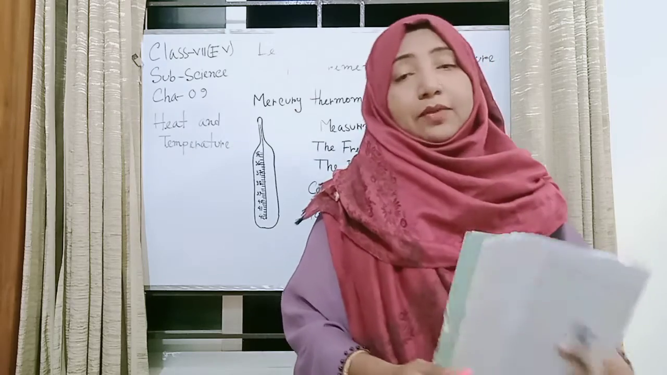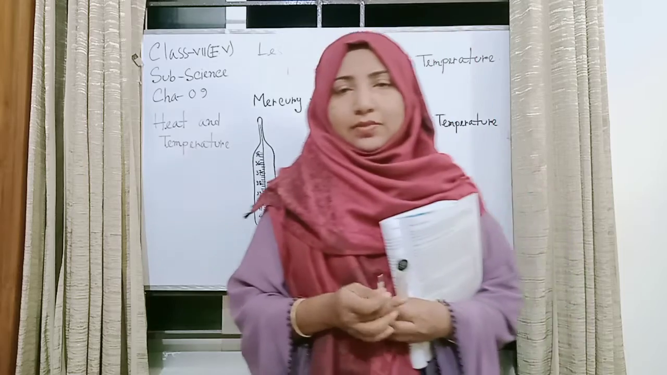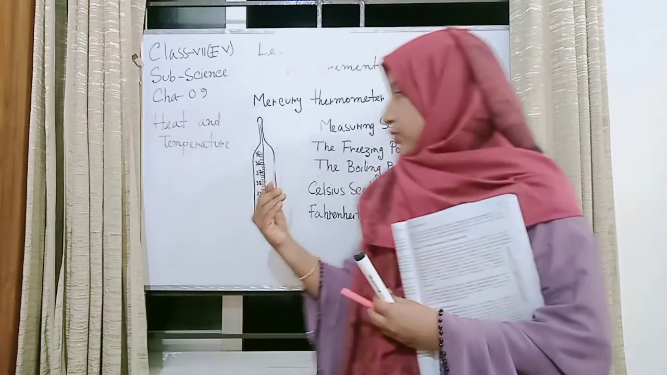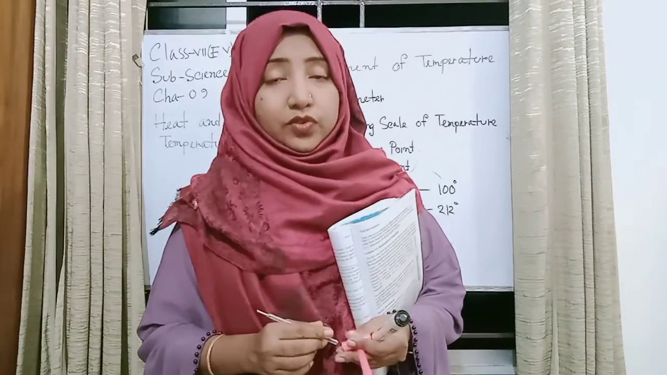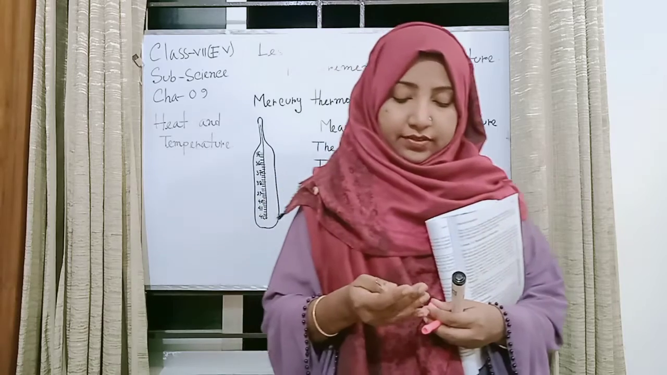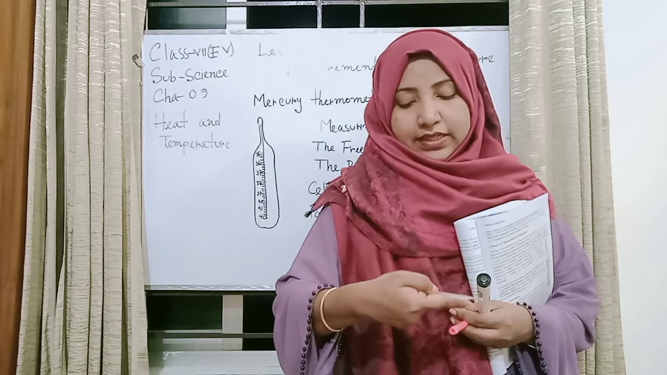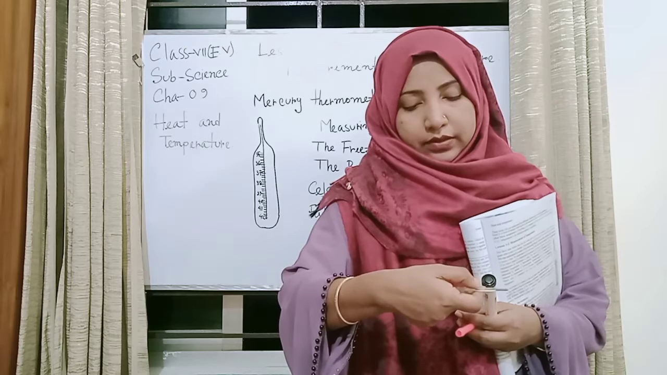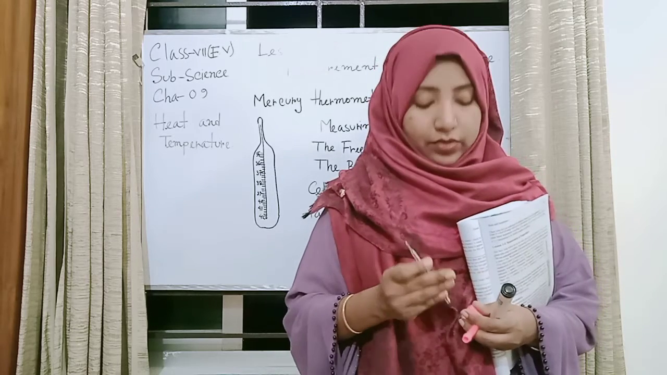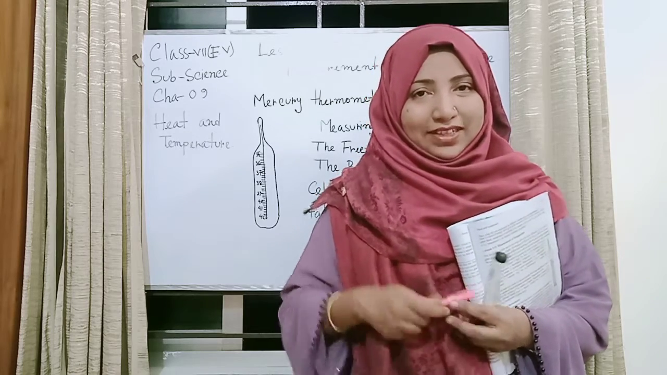Today our new topic is the mercury thermometer. You may already know what a mercury thermometer is. I have drawn this structure, the mercury thermometer, with a 0 to 100 degrees Celsius scale. This structure is the mercury thermometer, and you have also learned about it.